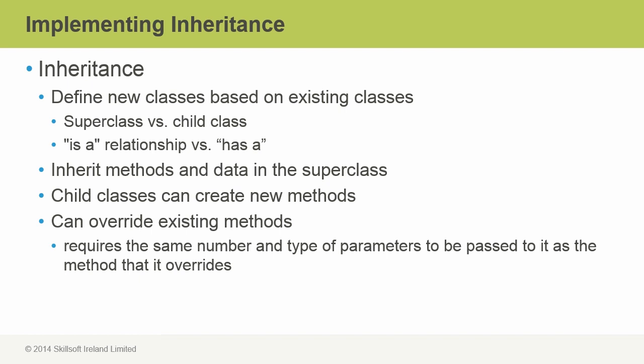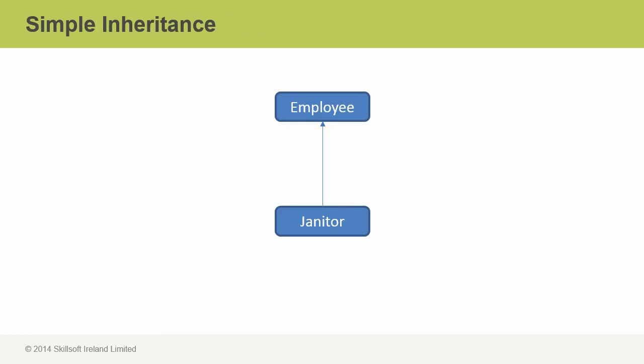But one thing to look out for here is that it requires the same number and type of parameters to be passed to it as the method it overrides. Otherwise, this is what's known as overloading. Now, lastly, we can't override a method that's marked as final. So essentially, we've said in the superclass, nope, this is it. This is the only version of this method I want to exist in this hierarchy, so we can mark that as final.